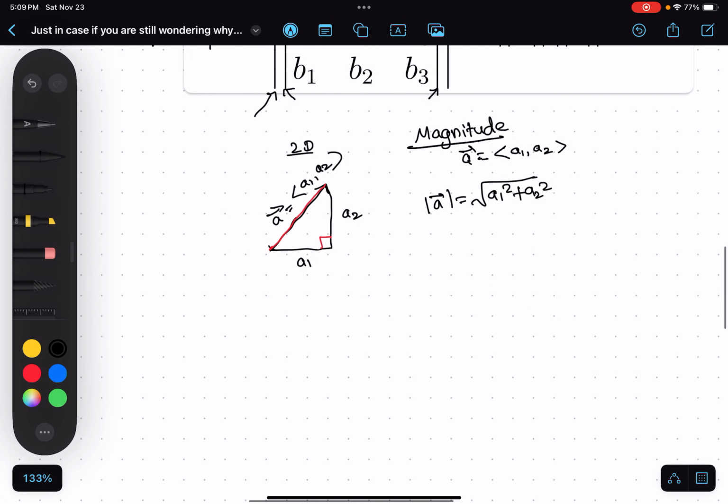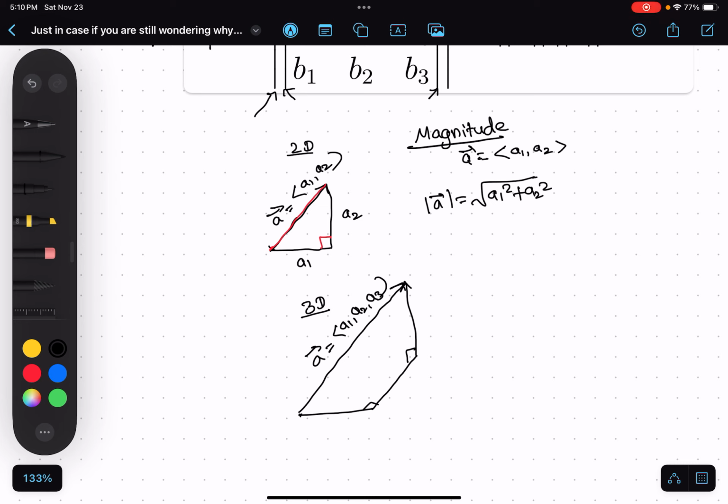This is true for 3D as well. Let's say I draw the three perpendicular components first: this is the i direction, this is the j direction, and this one is the k direction. Now let's say I have this vector over here, defined as a1, a2, a3.